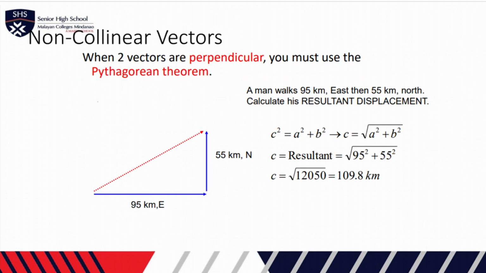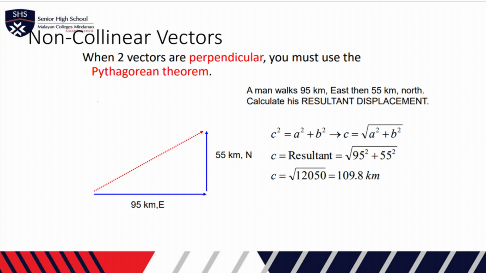Now, this time, what if it is not linear? Those examples earlier are linear vectors. It only plays on one axis. This time, we are considering all of the axes. We have there the x and the y. Now, when two vectors are perpendicular, you must use the Pythagorean theorem. If you have noticed, we have uploaded a review video on the Pythagorean theorem and also on trigonometric functions on this particular lesson. Now we have here an example.